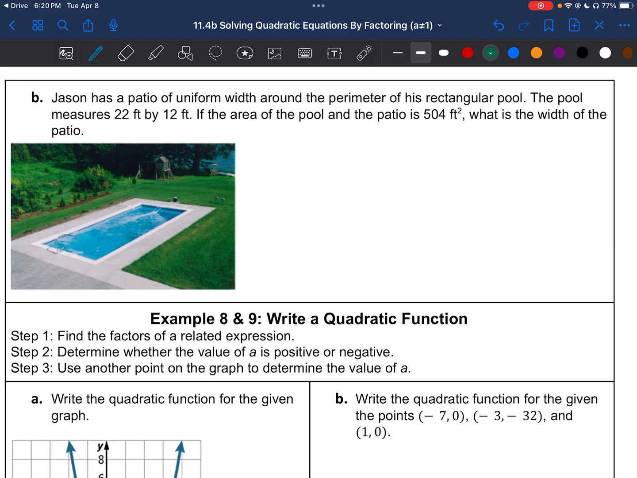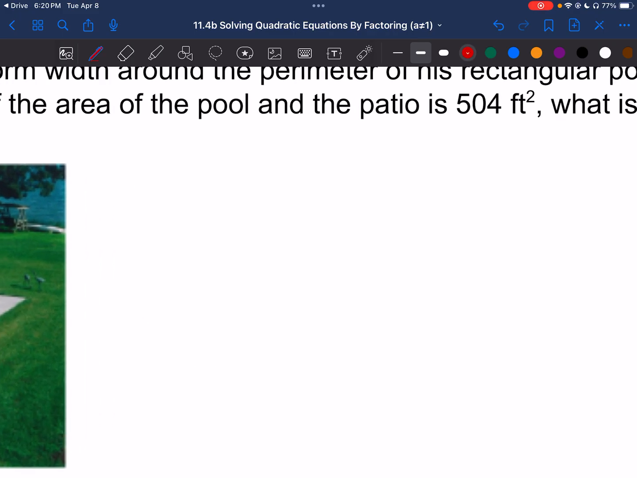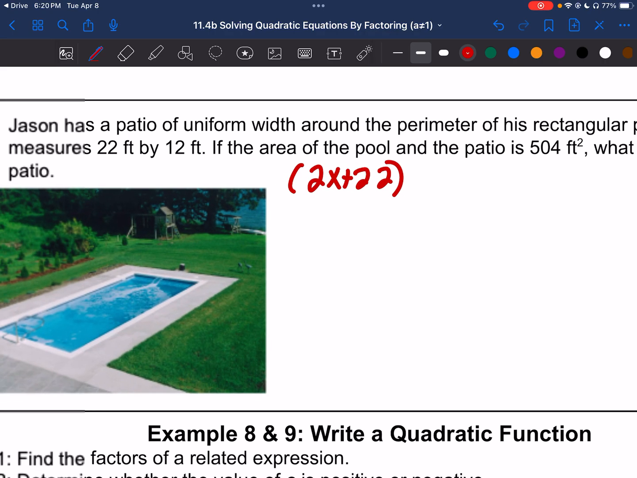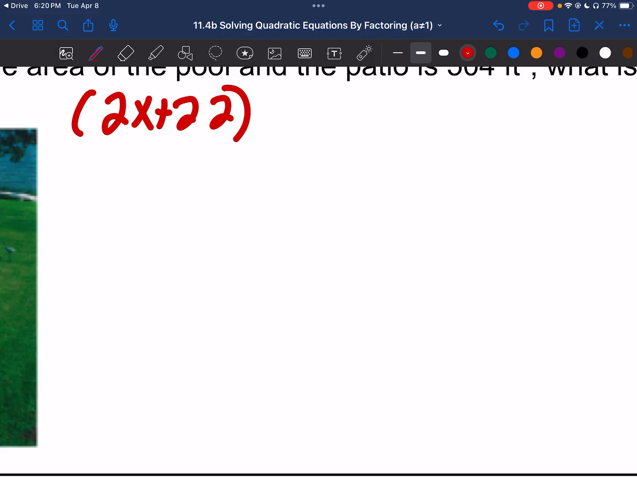All right. So we need to work our way through this one again, just the same as we did the last one. In the last one, so we're going to set up, we've got 2x plus 22, right? Because it is 22 feet by 12 feet. So it's 2 times the patio width plus 22 times 2x plus 12, and that equals 504 square feet.